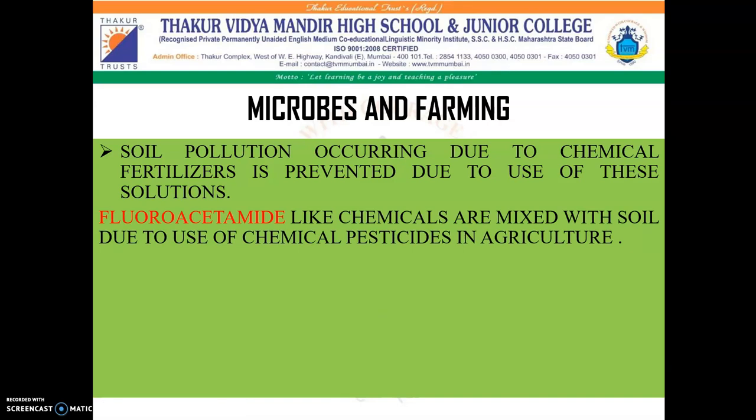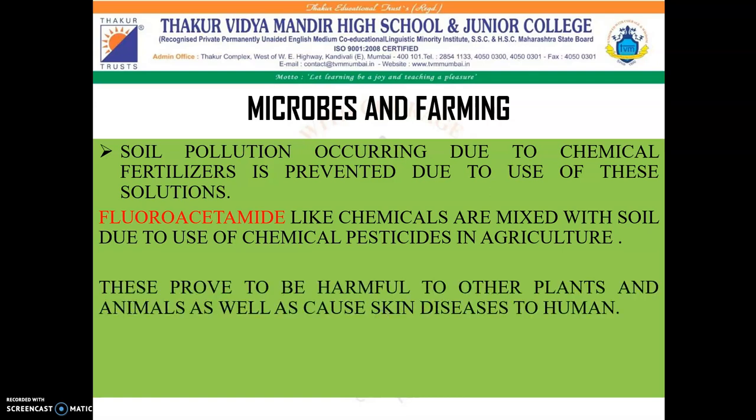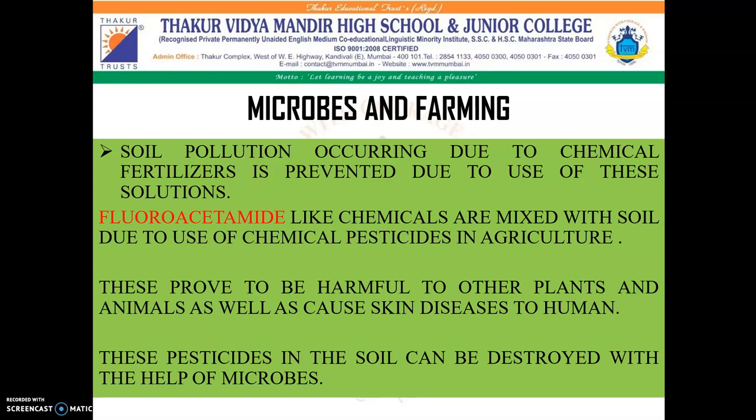Fluoroacetamide-like chemicals are mixed with soil due to the use of chemical pesticides in agriculture. These prove to be harmful to other plants and animals as well as cause skin diseases to humans. These pesticides in the soil can be destroyed with the help of microbes.